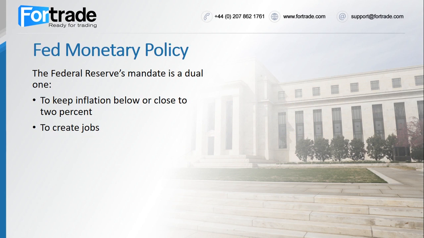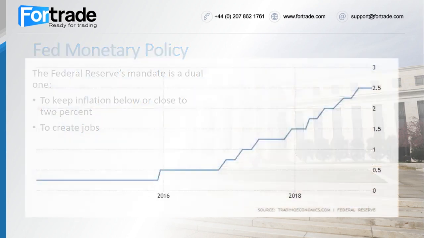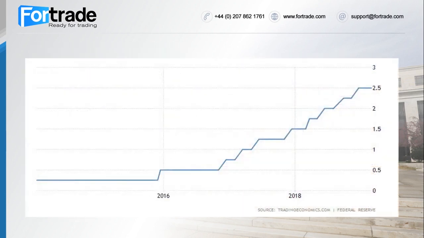So the Federal Reserve's mandate is a dual one: to keep inflation below or close to 2% and to create jobs. And it does this with monetary policy, setting interest rates. You can see on this table how the Fed has kept interest rates historically low as medicine to kickstart the economy following the financial crisis.